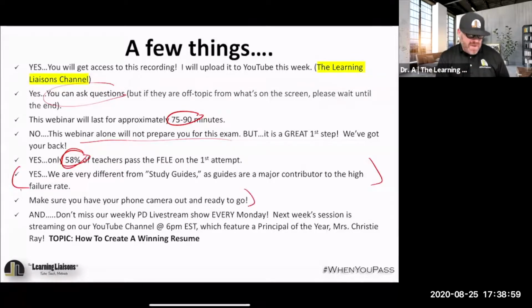Like I said, make sure you have your camera out, especially here in a second. I'm not going to tell you what it is yet, but I want you to have your camera out ready to go.